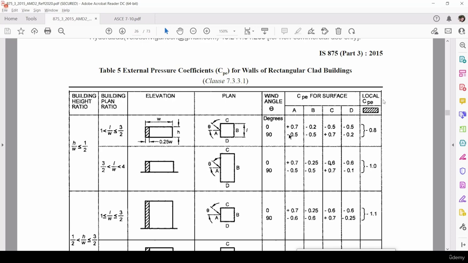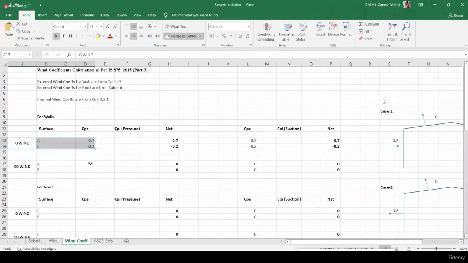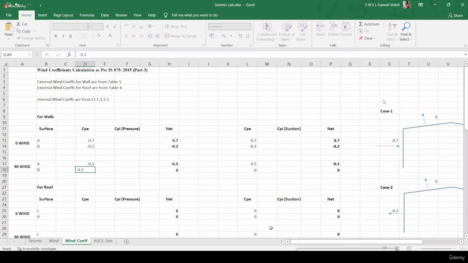Which one is the critical? But here in this case, both are the same, minus 0.5, minus 0.5. So I'm taking minus 0.5 here. So these are the external wind coefficients for walls.